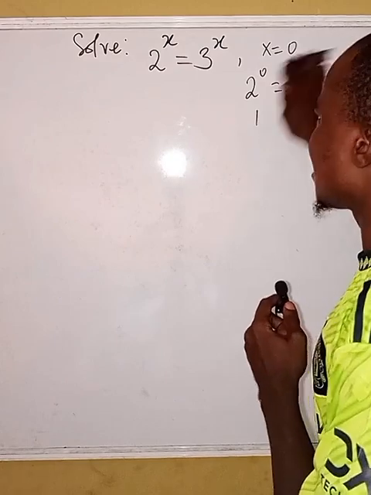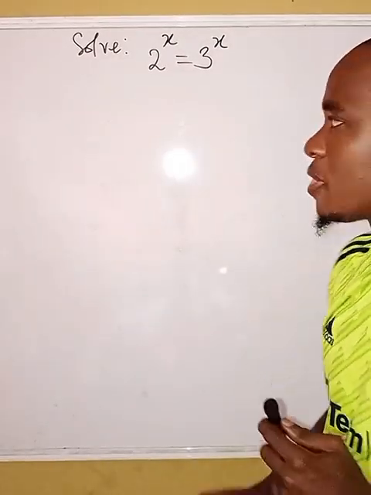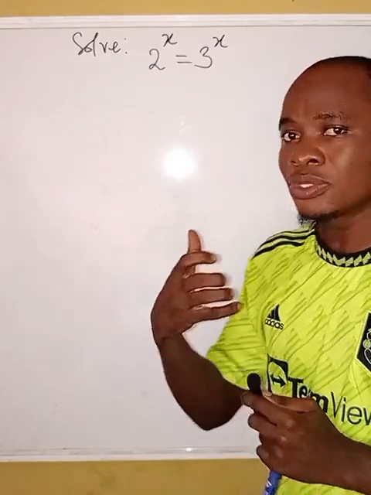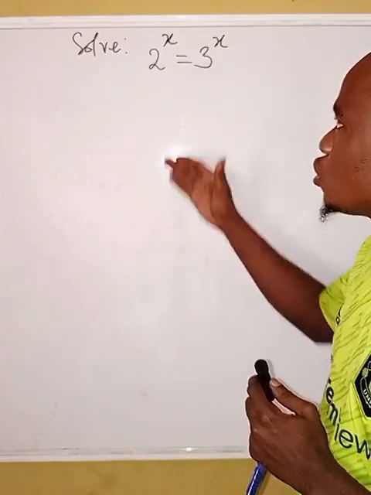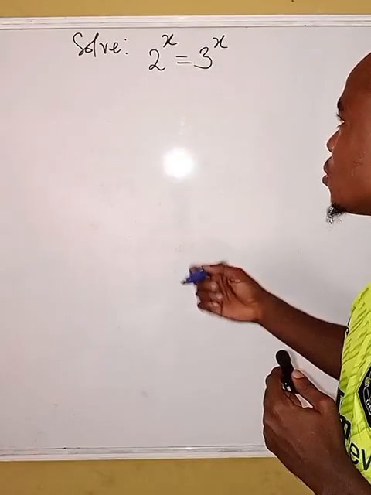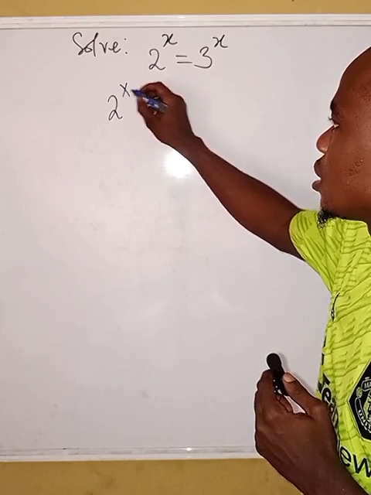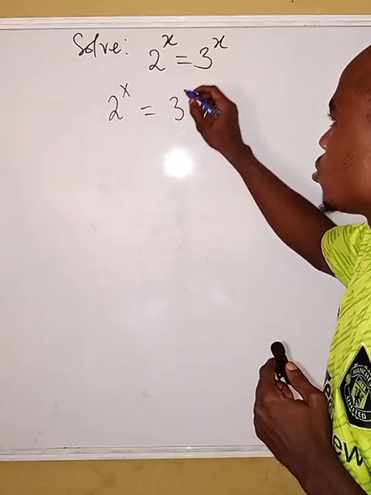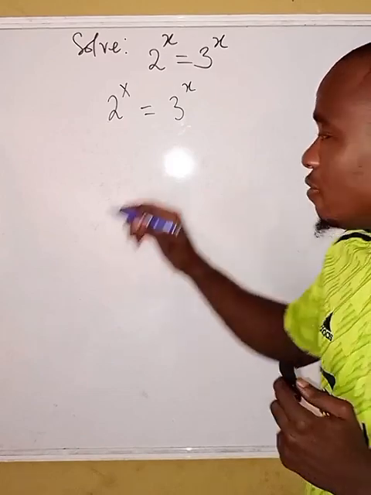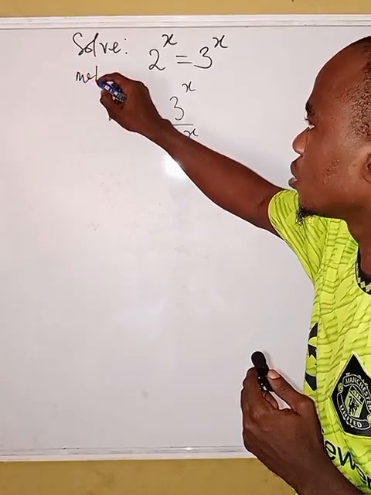Now, let's say we don't want to guess, for problem solving skills. How are we going to solve this? I'm going to be using 2 methods, and you can choose the one you want to use. So from here, I have 2 to the power of x equals 3 to the power of x. What if I divide both sides by 3 to the power of x? This is method 1.